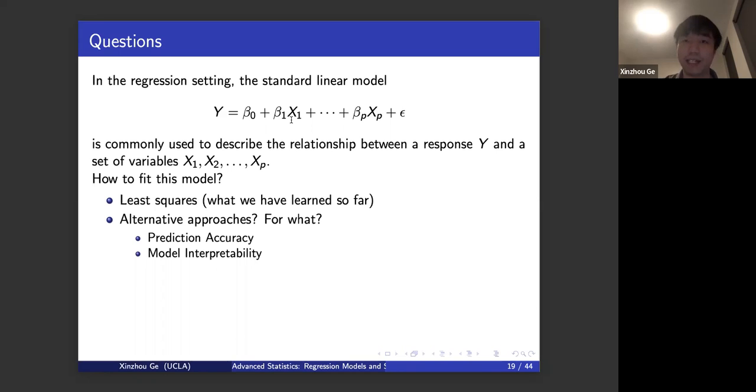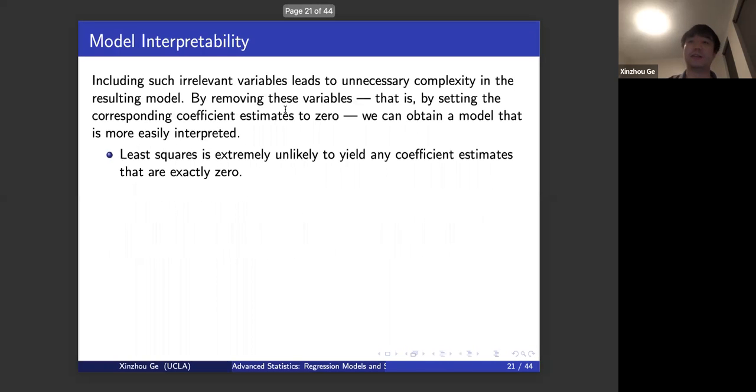If we do not believe this prediction is important, it's hard to interpret these coefficients, and this is the problem of model interpretability. Including such irrelevant variables may lead to unnecessary complexity in the resulting model. We want to remove these variables by setting the corresponding coefficient estimates to 0 and obtain a model that is more easily interpreted.